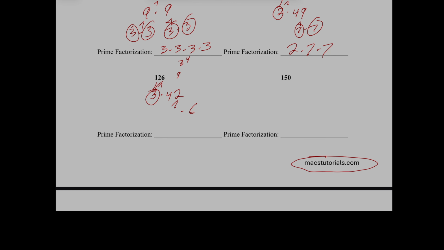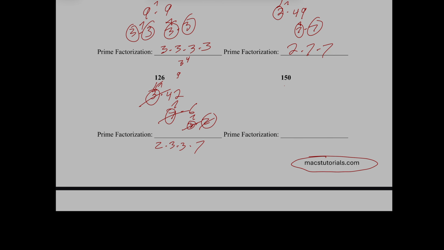My 7s are pretty ugly today, sorry. I'm trying to learn how to write on an iPad, and I slip a bit. Okay, and so I'll write it down here to make it easier. I have a 2. I have 2 3s. And I have a 7. Boom, done. Last one, 150.